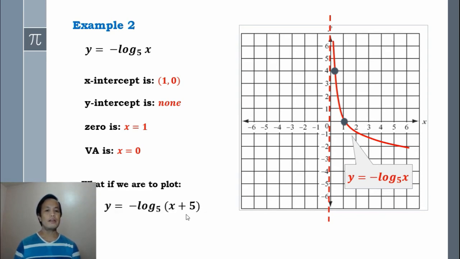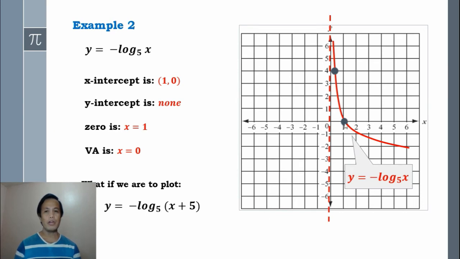What if we are to plot the graph of y equals negative log of x plus 5 base 5? This time, we added the horizontal translation, which is positive 5. So if this is positive 5, this is our reference graph now. We have the negative. The graph will move 5 units to the left. The vertical asymptote will also move 5 units to the left. So from 0, it will move 5 units: 1, 2, 3, 4, 5. So this is now our new vertical asymptote, which is the line x equals negative 5.